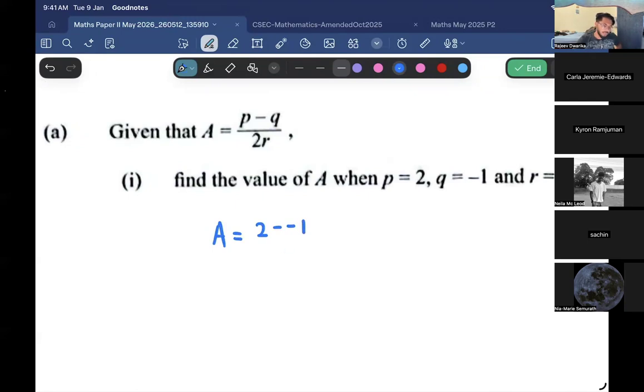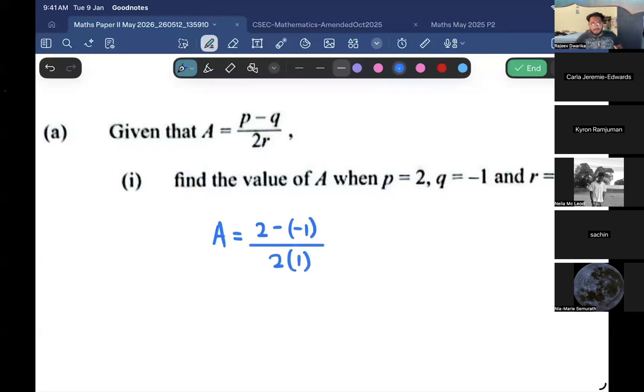I feel I should put brackets. You should put brackets, because it's looking a bit funky. All over 2 by 1. So Carla, does this question intimidate you?